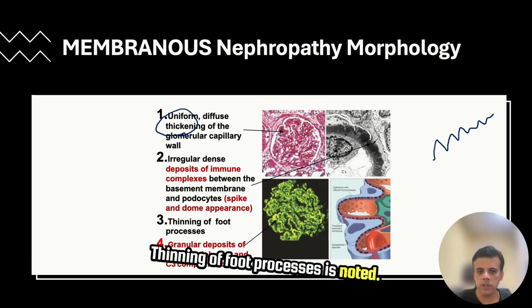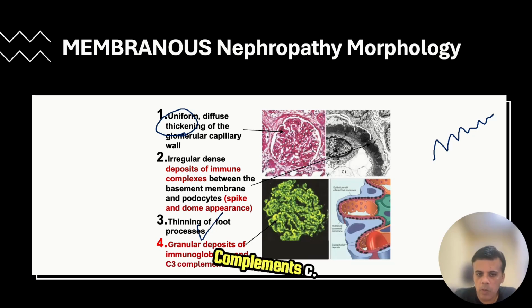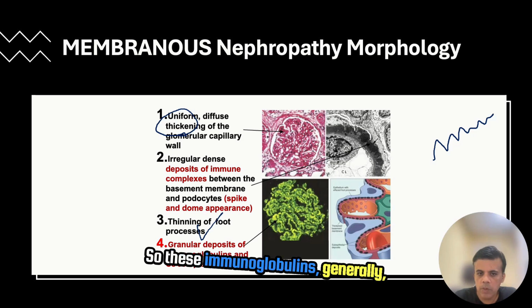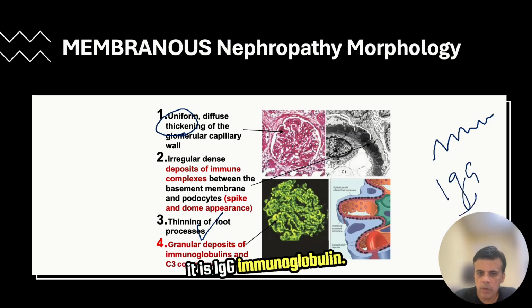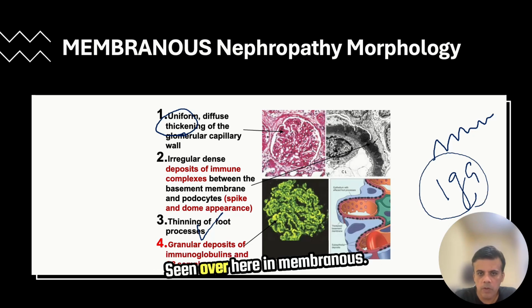Effacement of foot processes is noted, and granular deposits of immunoglobulin and complement C3 are noted. Generally, the immunoglobulin is IgG. So IgG and C3 complement are seen in membranous nephropathy.